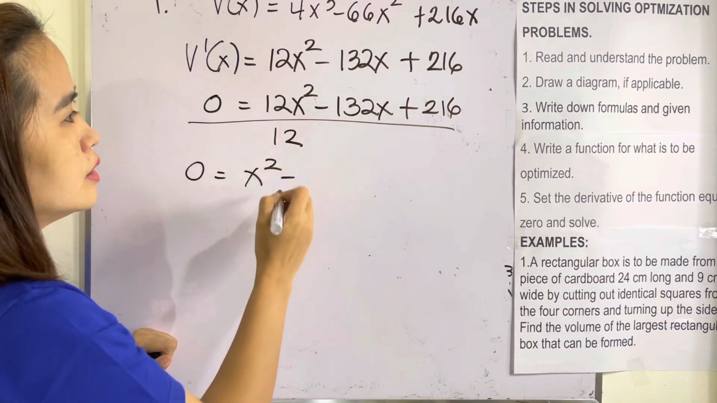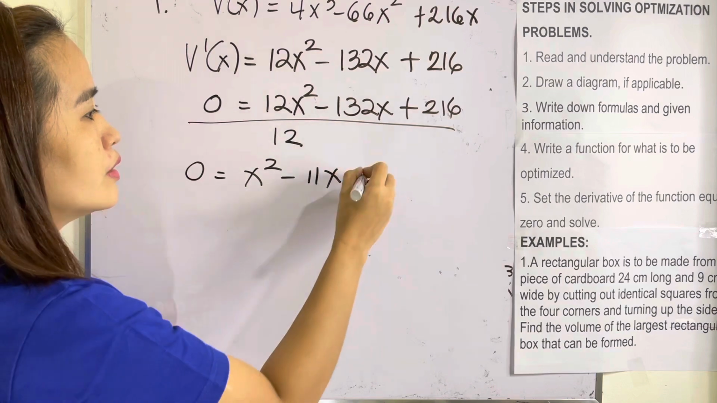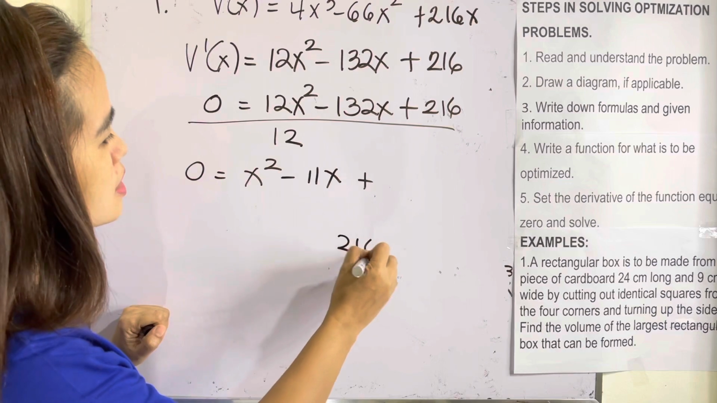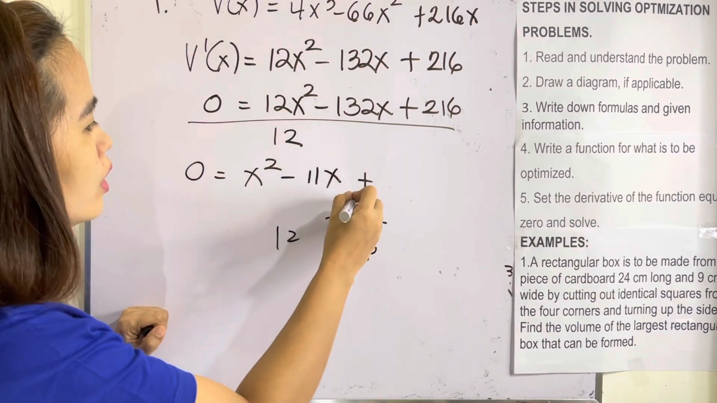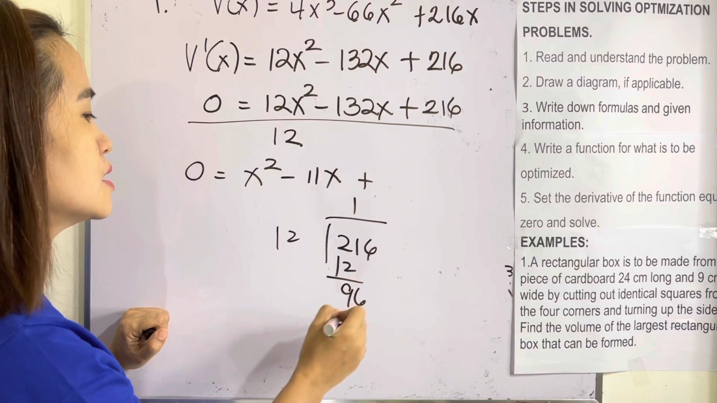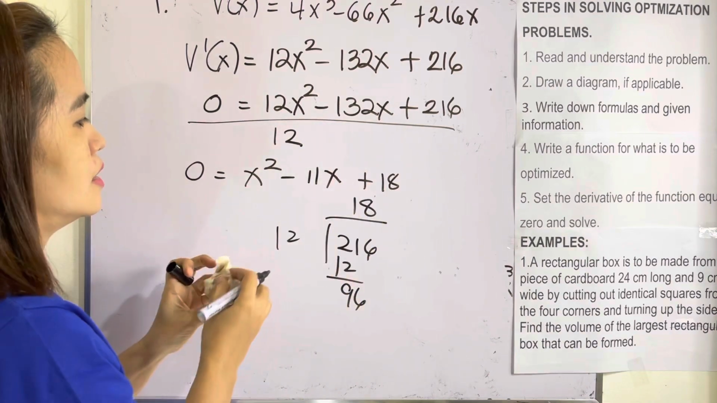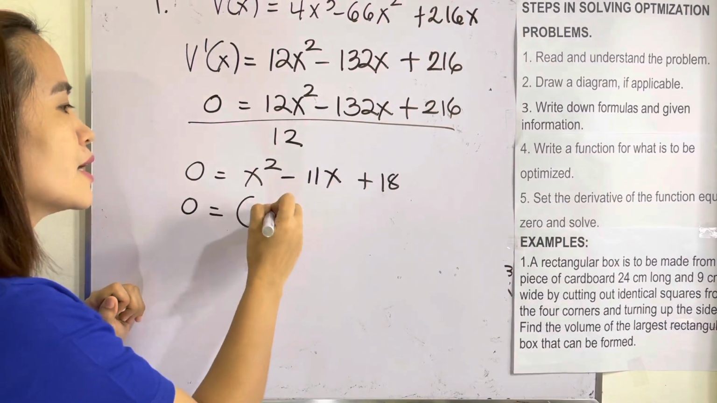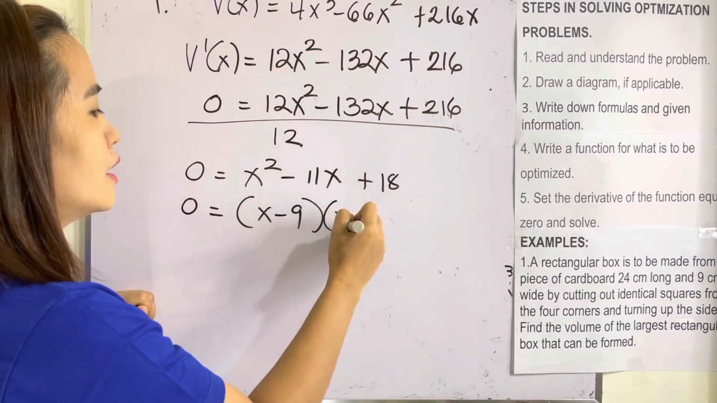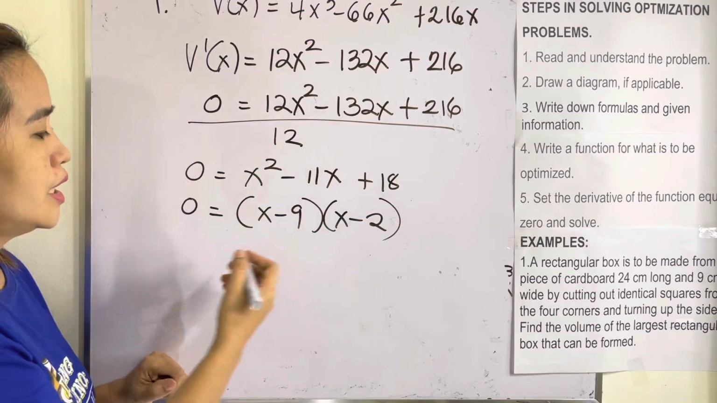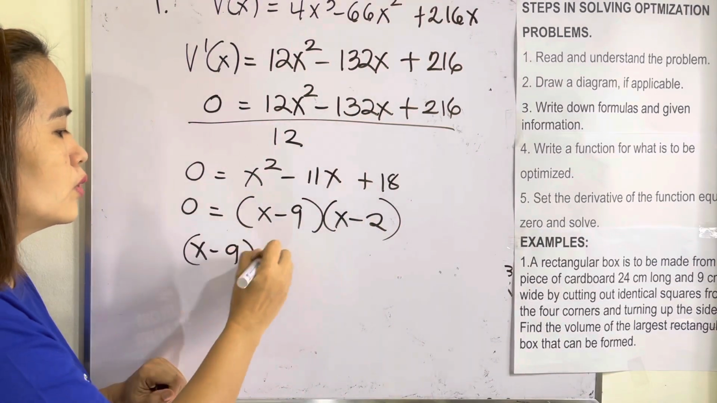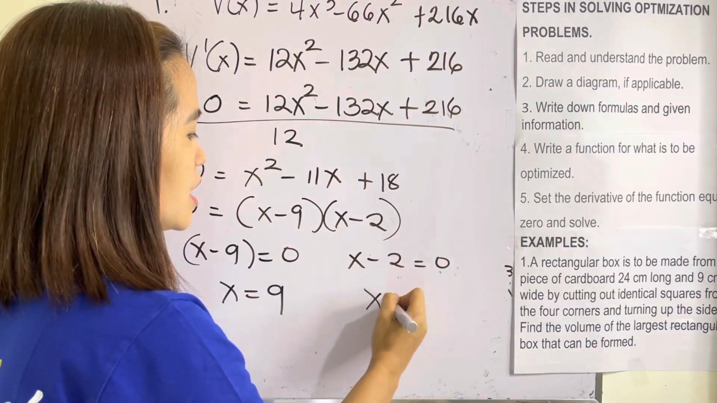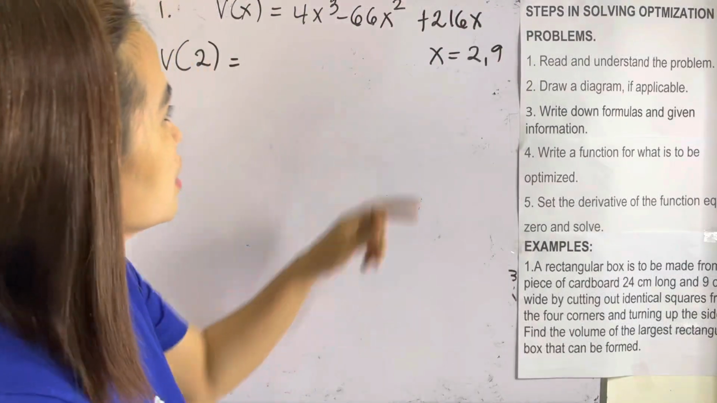This is x squared. This one is 11x. And this one is what? This one is 216 divided by 12. We have 1, 12, we have 96, so 8. So this one is 18. Okay. So now, we can factor it as x minus 9 and x minus 2. Equating each factor to 0, we have x is equal to 9 and of course x is equal to 2. So these are the critical points, 2, 9.